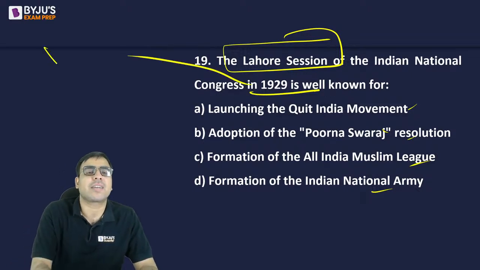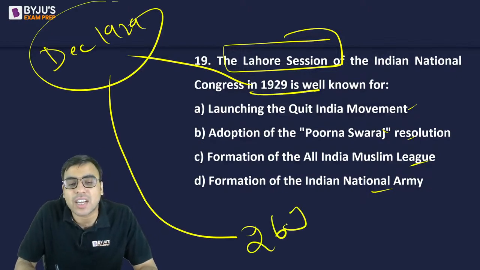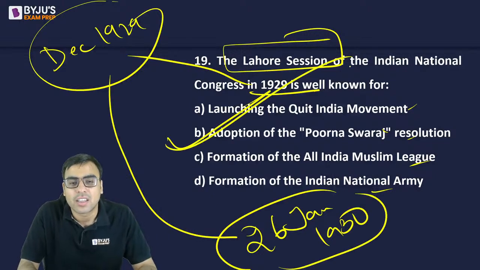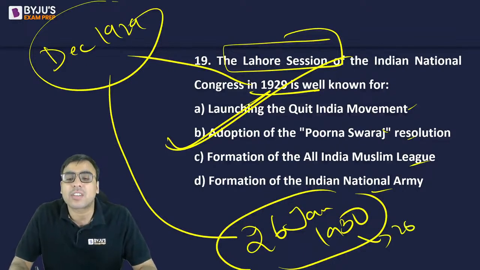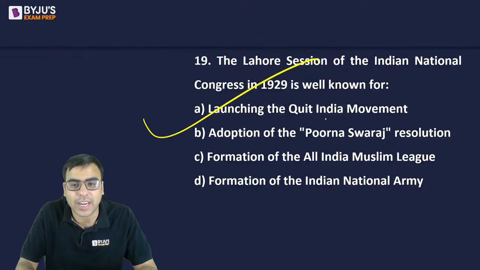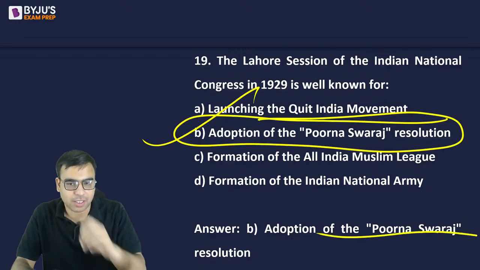So basically in December 1929, the Lahore session happened and they decided that on 26 January 1930, they will be celebrating Purna Swaraj Divas, or what you call Complete Independence Day. That is why the 26 January 1950 date was chosen, to remember 26 January 1930. So B is the right answer. Yes, Shivani Mishra, you are right. Adoption of Purna Swaraj is the right answer to this question. Take care.